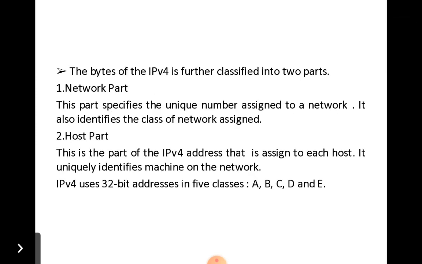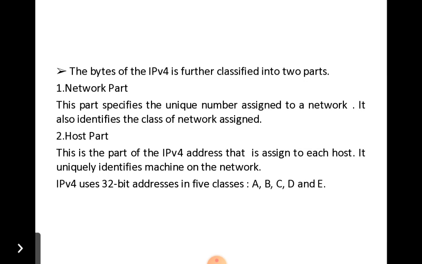The bytes of the IPv4 address are further classified into two parts, network part and host part. First of all, what is network part? This part specifies the unique number assigned to a network. It also identifies the class of network assigned, while host part is the part of IPv4 address that is assigned to each host. It uniquely identifies the machine to the network.